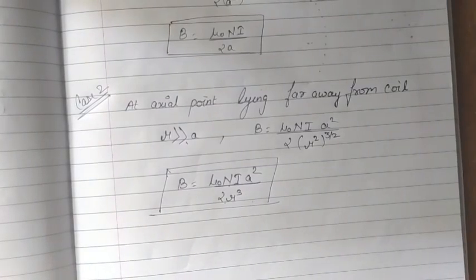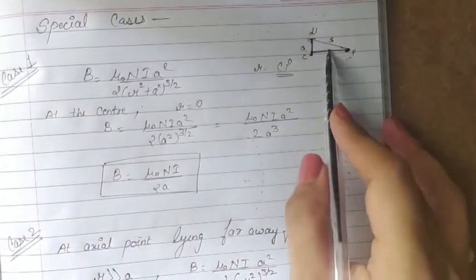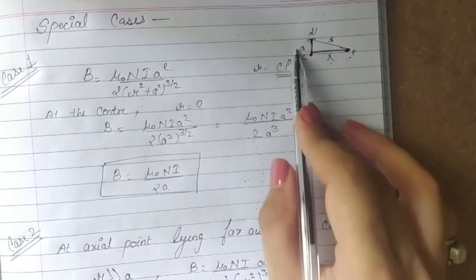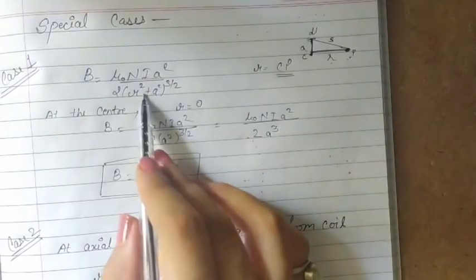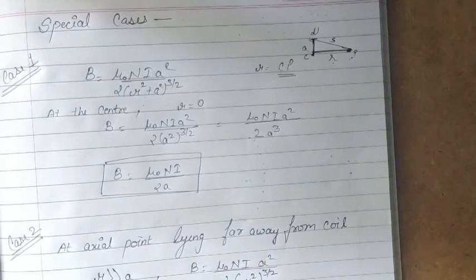This field is directed along the axis of the loop only, and point P is lying far away. That's why we take r is greater than a and neglect a in this formula, but the direction of the field will remain the same, that is along the axis of the loop only, right?